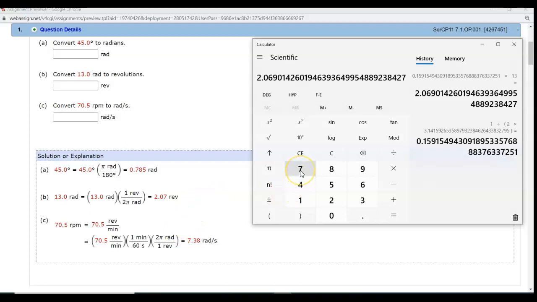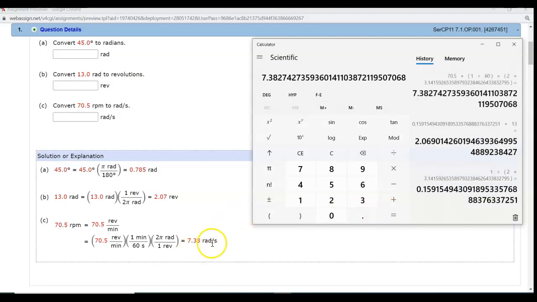So now we're going to take 70.5 times 1 divided by 60 times 2 times pi, and we get 7.38. Again, we're going to 3 significant figures.